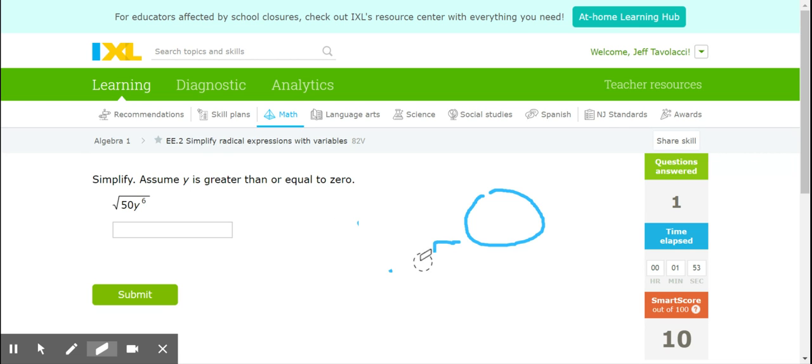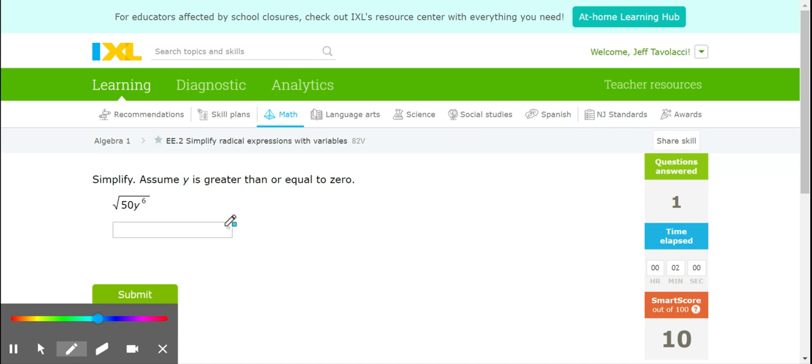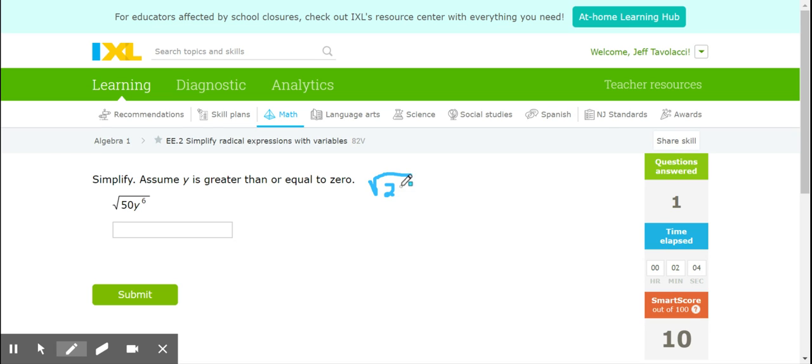Now, let me see if I can delete this. We've got square root of 50 y to the 6th. Now, square root of 50 is not a perfect square, but it does have a perfect square factor, 25. So we'll break this up into the square root of 25 times the square root of 2. Okay, y to the 6th, well, that's an even exponent, so it is a perfect square. Okay, so square root of 25 I can take, it's 5.